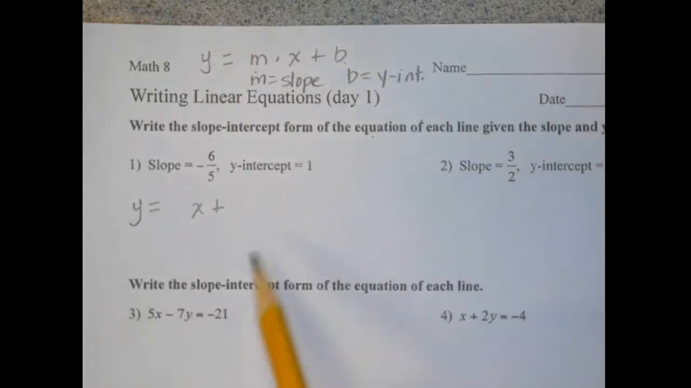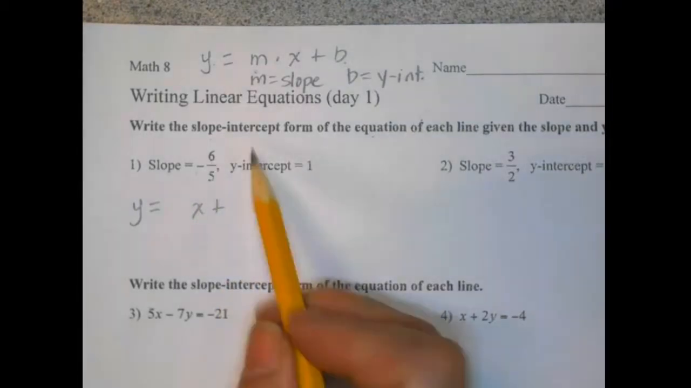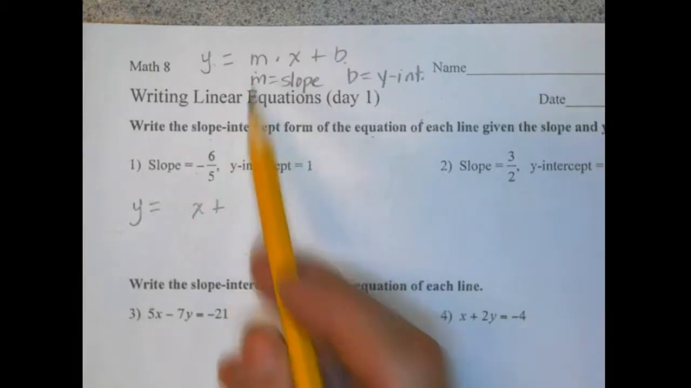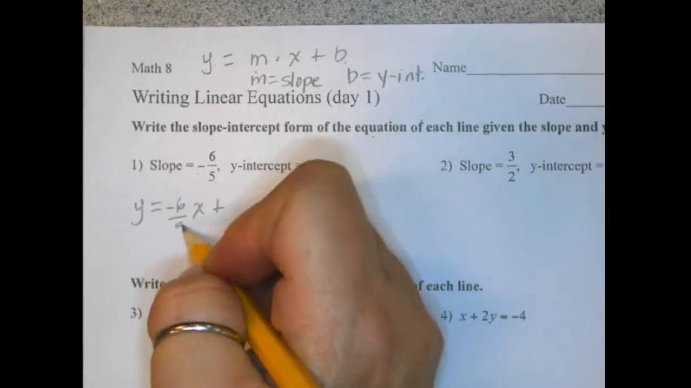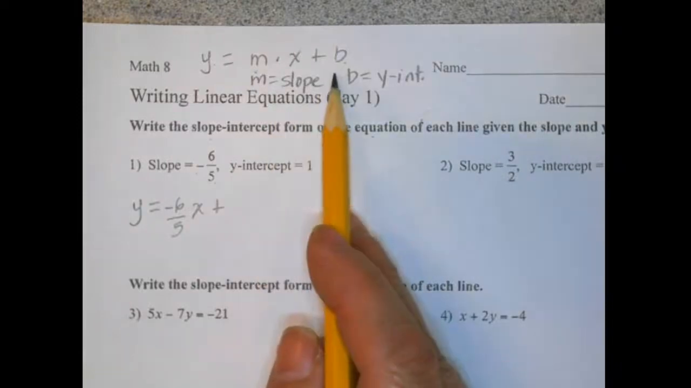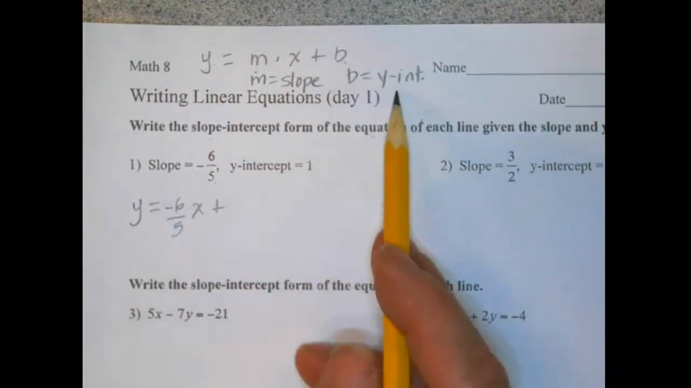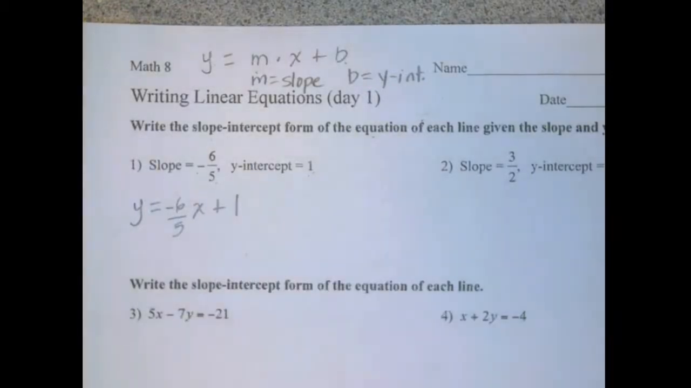What does change is my slope and my y-intercept. So this tells me that my slope is negative 6 over 5. So where m in my equation is, I can write minus 6 over 5. Where b is in my equation, I want to write what my y-intercept is. What is my y-intercept? So I'm going to say plus 1. And that's all I have to do for 1 and 2. Go ahead and do number 2, and then we'll make sure that you guys did it right. So do number 2 right now.